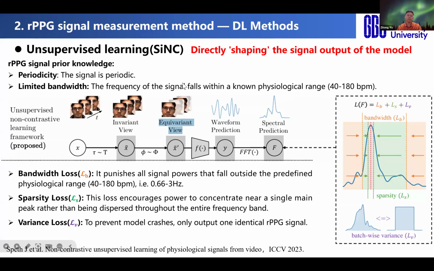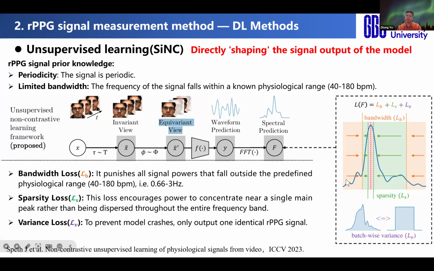And besides the constructive learning, there's a group from the University of London that bases their method on periodicity and limited bandwidth knowledge. For example, the heart rate of a normal subject usually ranges from 40 BPM to 180 BPM. So given a batch of videos, they get a batch of rPPG predictions and their PSD distribution.